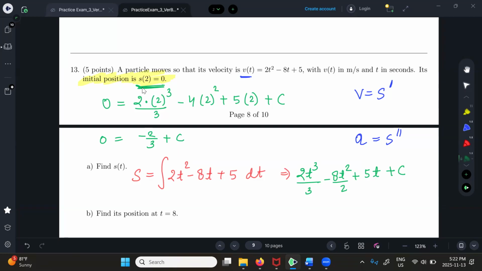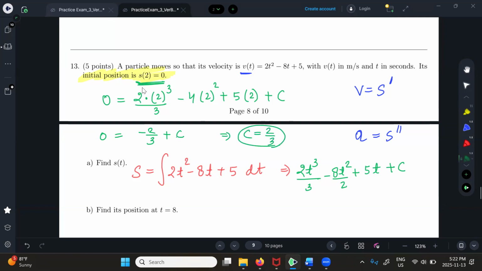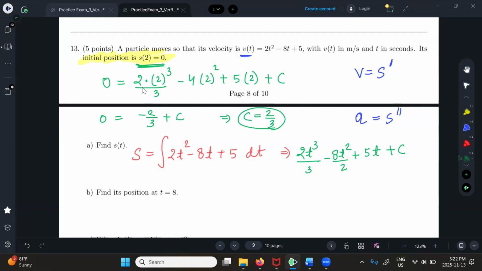Okay, so if C plus negative 2/3 is 0, then C equals 2/3, right? It's very subtle. If you don't practice this and get this part wrong in the exam, I will know that you did not listen to me in the review.